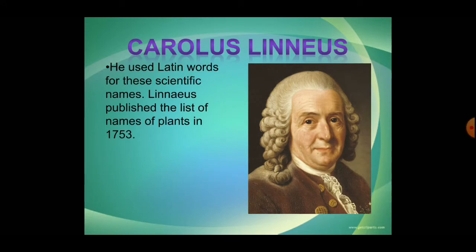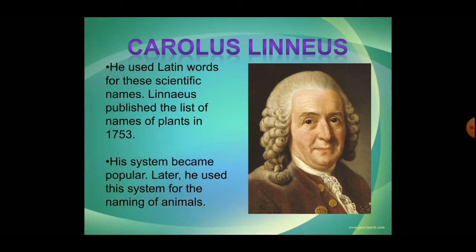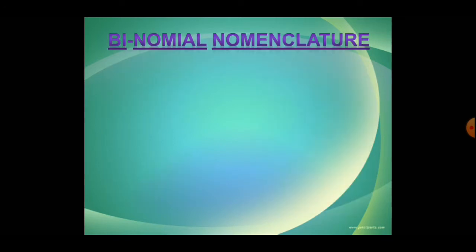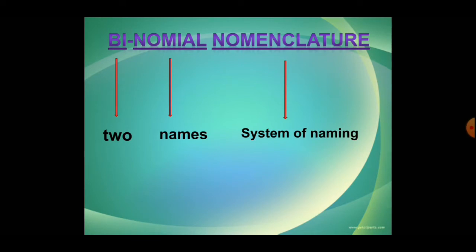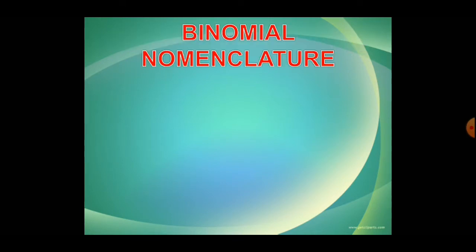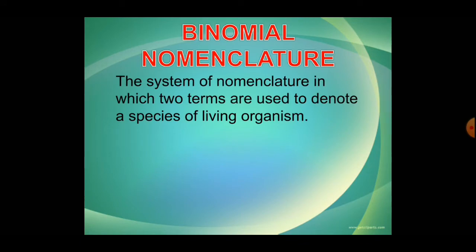Linnaeus published the list of names of plants in 1753, and when his system of classification became popular, he used this system for naming the plants. The meaning of binomial nomenclature: bi means two, nomial means names, and nomenclature means system of naming. So, we can define binomial nomenclature as the system of nomenclature in which two terms are used to denote a species of living organism.